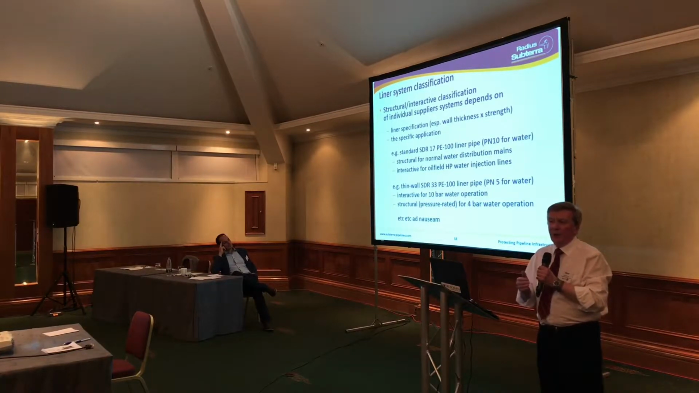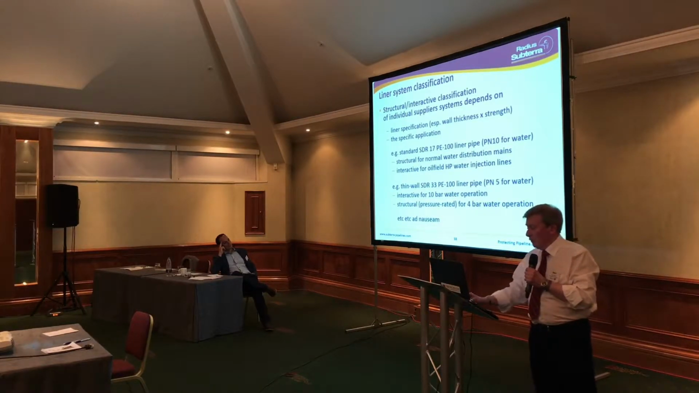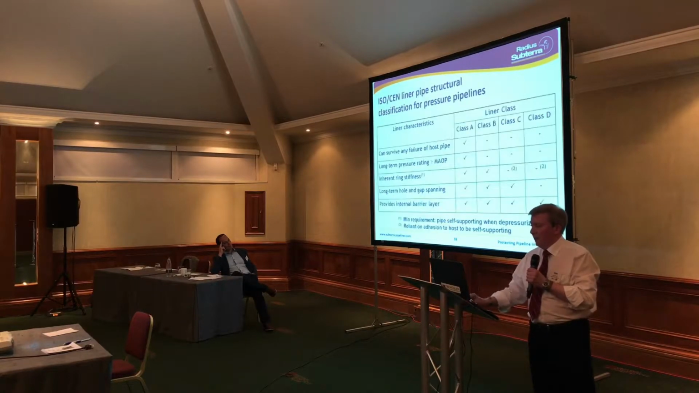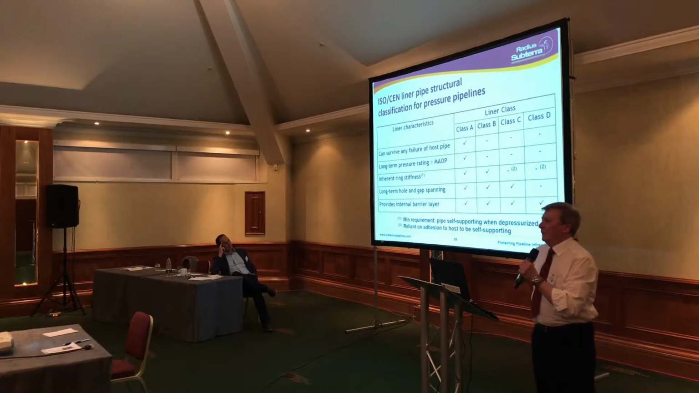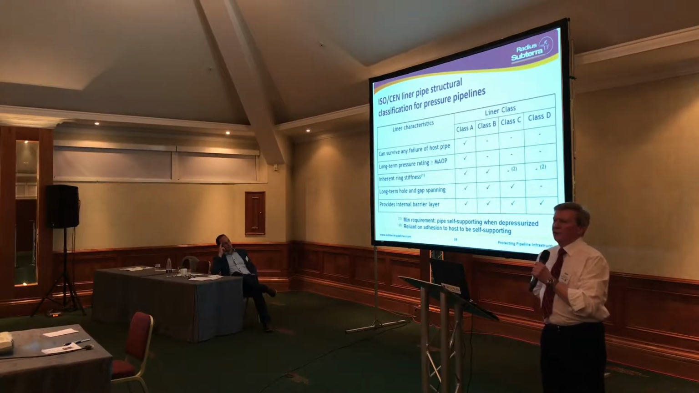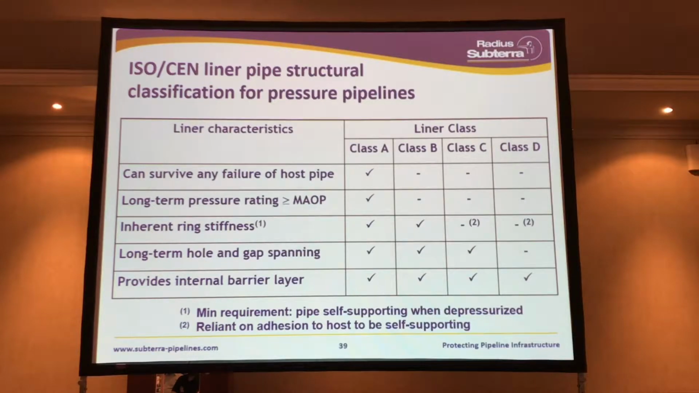So if the pipeline operating pressure is normally 4 bar or less, for example, that would at least be fully pressure capable throughout its life. There are a number of systems that are used for classifying lining pipe systems. This is one that was developed by ISO and CEN, and PE pipe lining systems fall into the Class A and Class B category. Class A is fully structural, and one of the key features of that is the top line. The lining system has to be able to survive the complete failure of the host pipe, including instantaneous fracture.